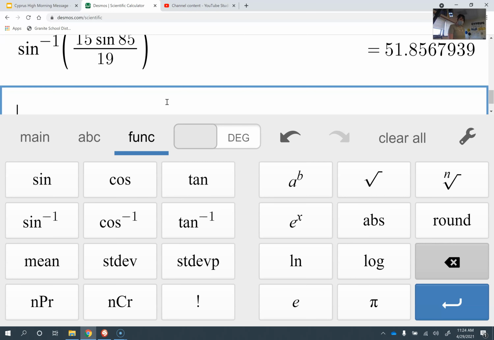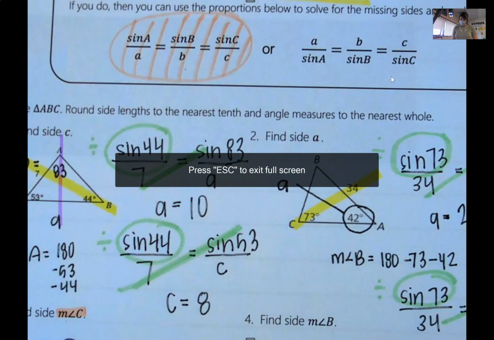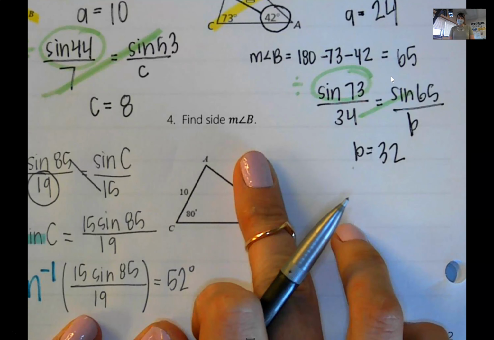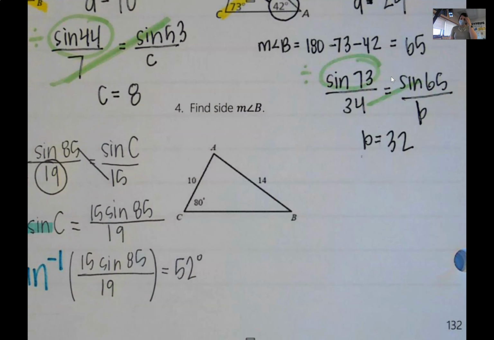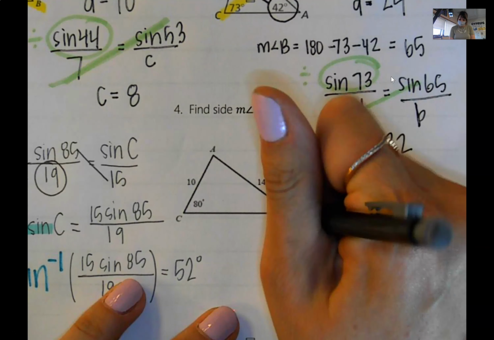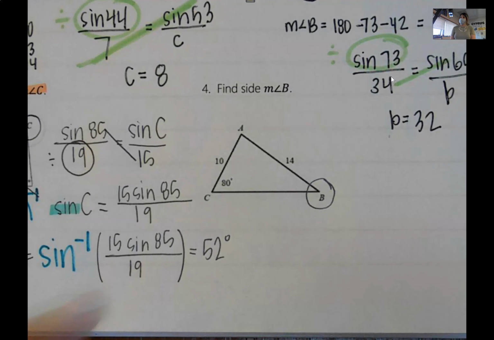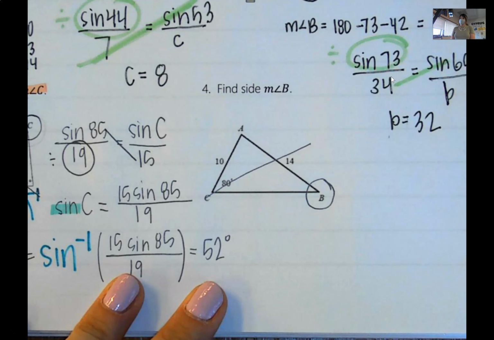So on this next one, I'm going to show you a little bit of a shortcut. On number 4, once again, remember, they're going to tell us what angle they want us to find. This time, they want us to find B. We have to start with the matching side and angle that they give us. So that's C.